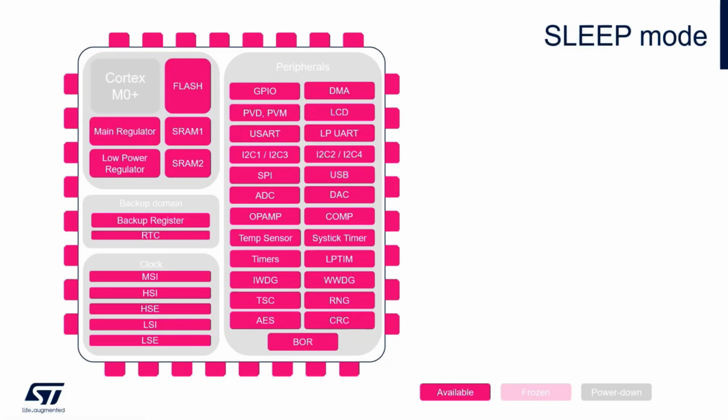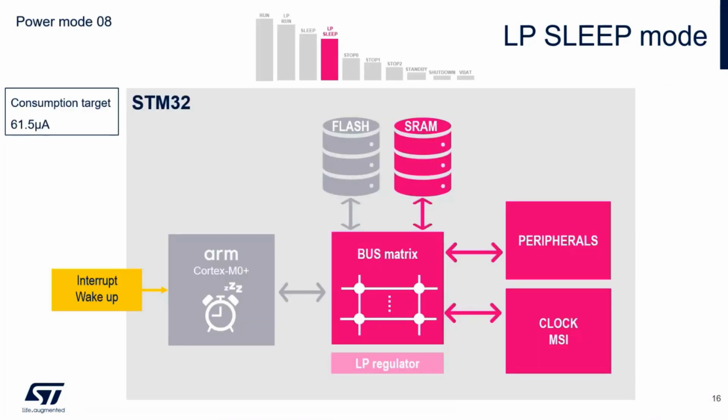We also have the sleep mode. During this mode, the Cortex is sleeping. We also have the low power sleep. As with the low power run, we have only the capability to use the low power regulator to decrease the consumption. So in this workshop, the first example we will measure is the low power sleep consumption.